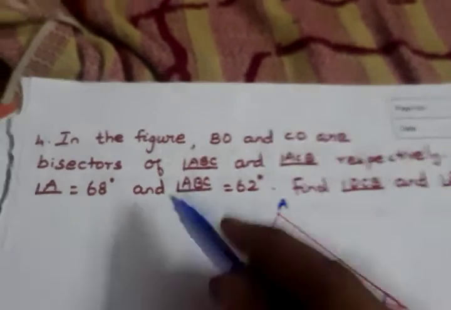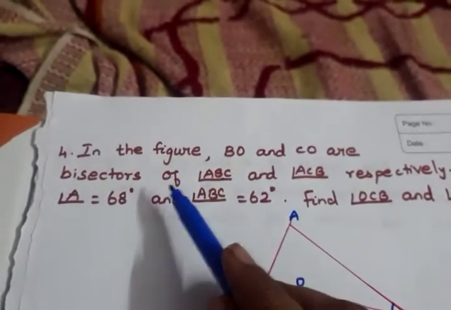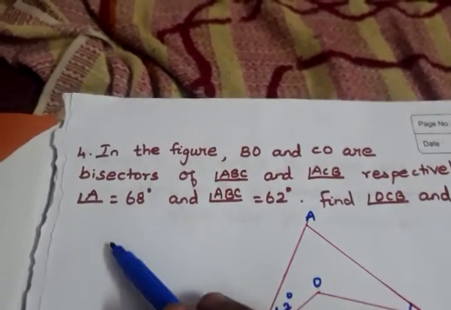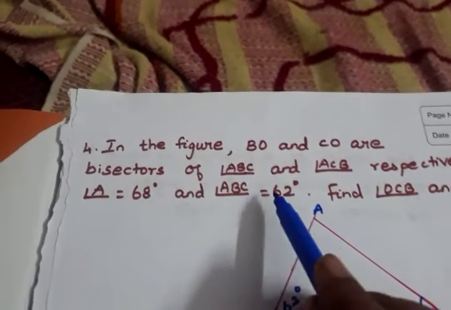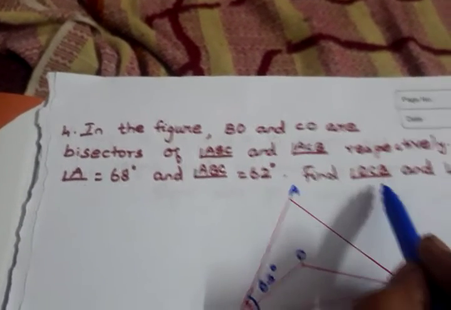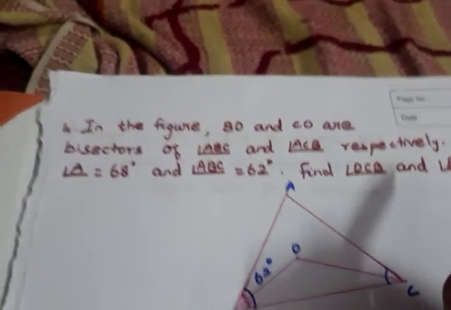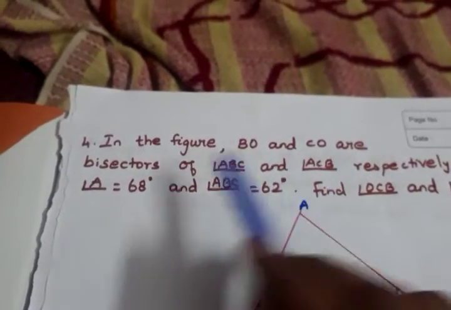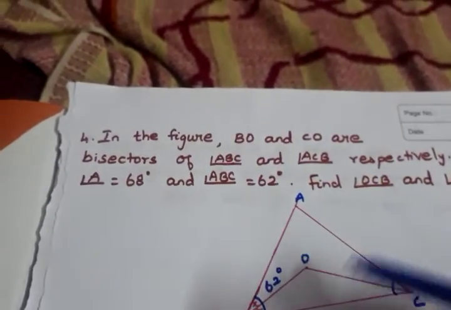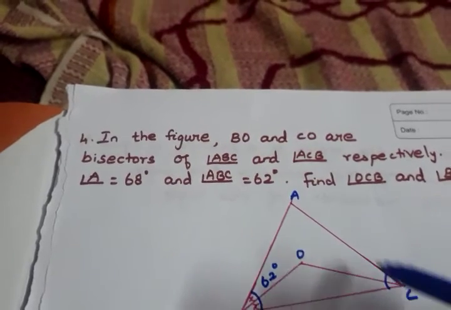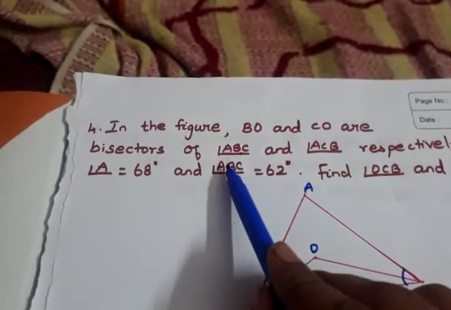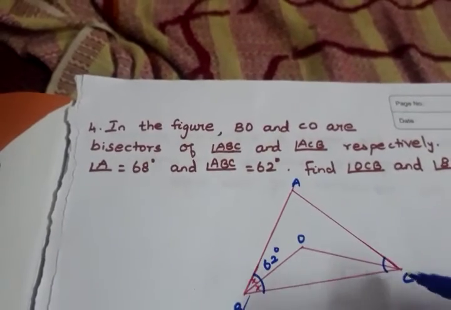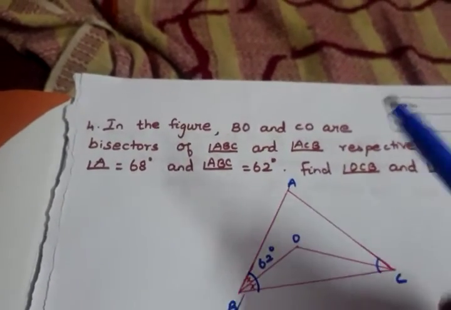Next, fourth sum. In the figure, BO and CO are bisectors of angle ABC and angle ACB respectively. Angle A equals 68 degrees. Angle ABC equals 62 degrees. Find angle OCB and BOC. Okay. So already we studied that BO and CO are bisectors, and that is already given. So BO and CO are bisectors of angle ABC and angle ACB respectively.